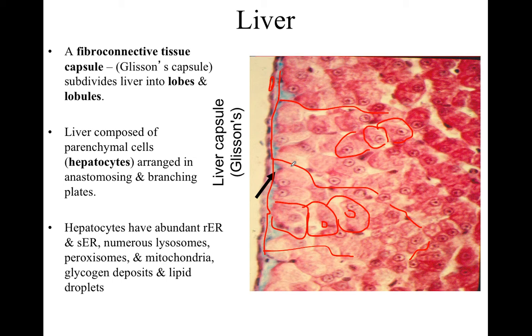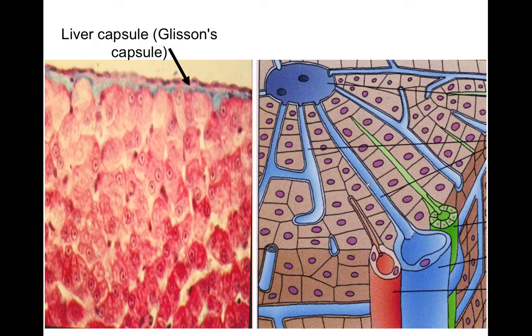Hepatocytes, as I said, have several functions, so they have well-developed rough endoplasmic reticulum for the process of protein synthesis. We have smooth endoplasmic reticulum, lysosomes, and peroxisomes. All of these are very important for the process of detoxification and for lipid metabolism. Inside the liver, as I said, there's storage of glycogen and lipid droplets.